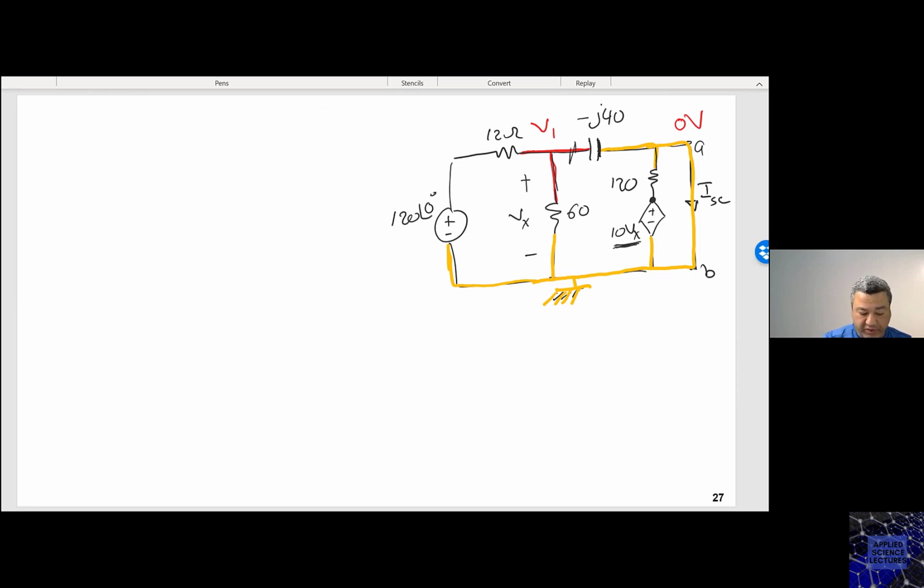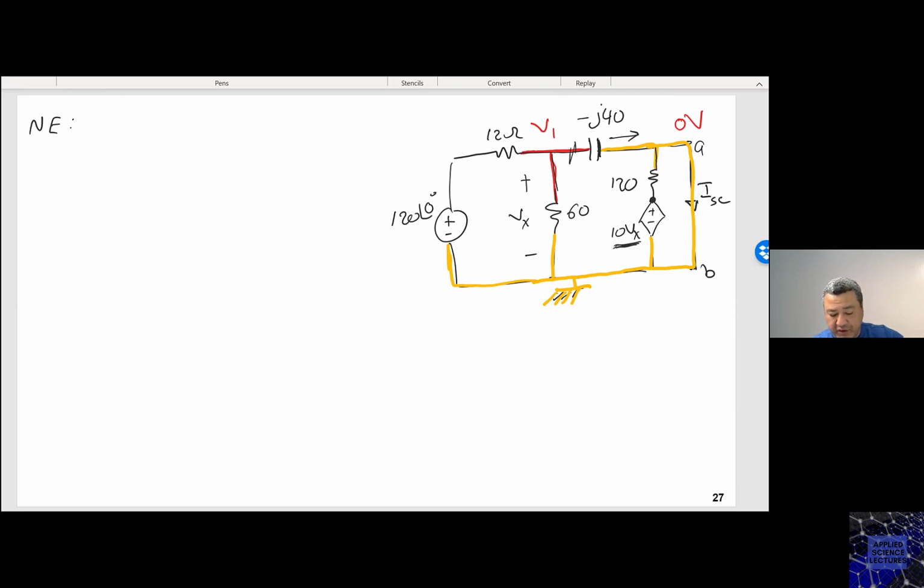So let me write the nodal equation here. Why am I doing this? I am doing this in order to calculate the voltage here, which is the same as Vx. If I calculate it, I can now find the current in this branch, right?